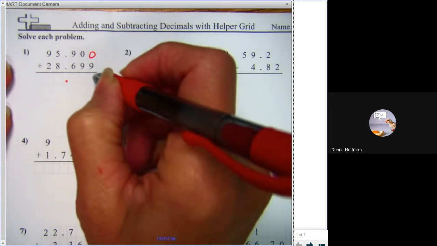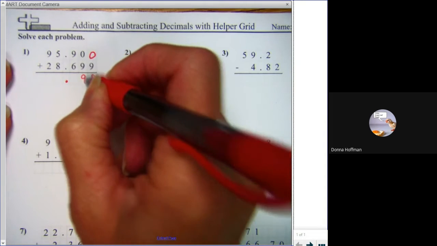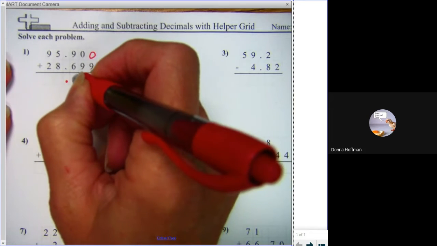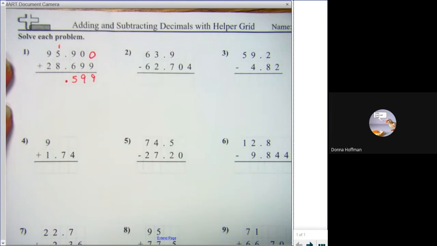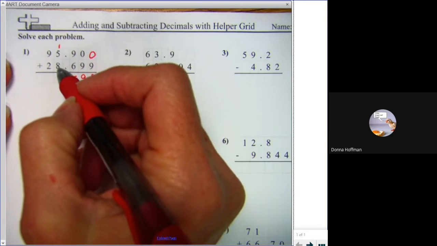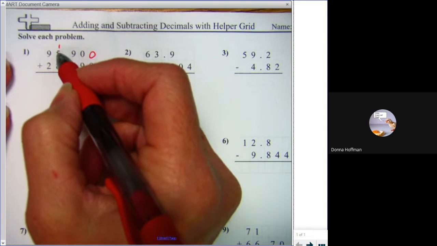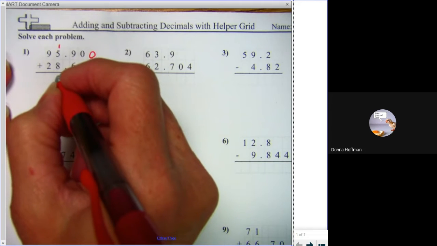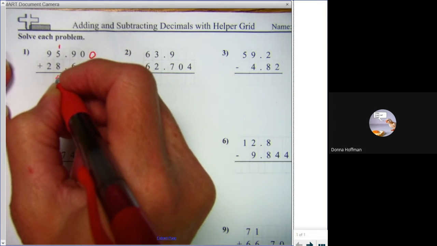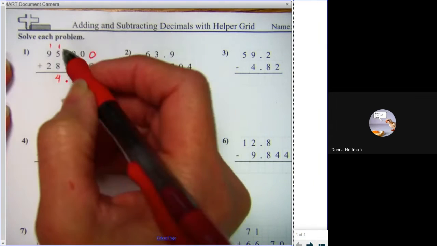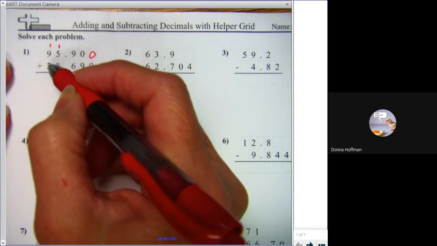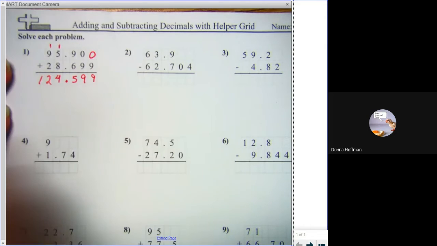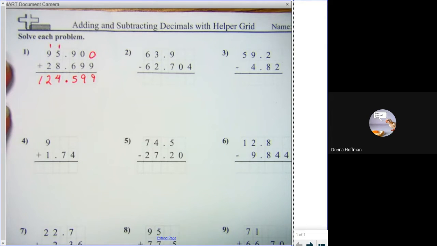0 plus 9, 0 plus 9, 9 plus 6 is 15. Carry my 1. See how I carry over just like normal? I totally ignore my decimals there. 8 and 6, because I added the 1 and the 5 together. So wouldn't that be 14? And then I would carry my 1, and then I've got 10 and 2. So it's 124 and 599 thousandths.